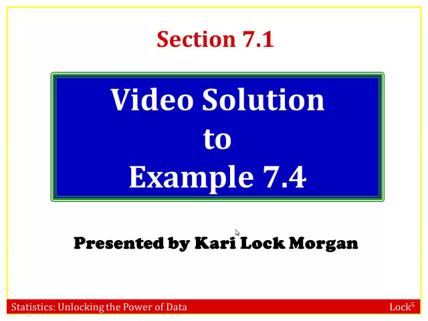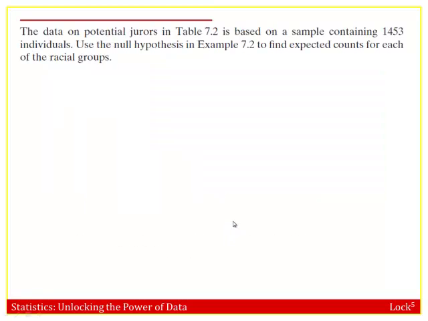Hi, this is Patty, substituting for Carrie, presenting a video solution to example 7.4 in section 7.1. This example says, the data on potential jurors in table 7.2 is based on a sample containing 1,453 individuals. Use the null hypothesis in example 7.2 to find expected counts for each of the racial groups.